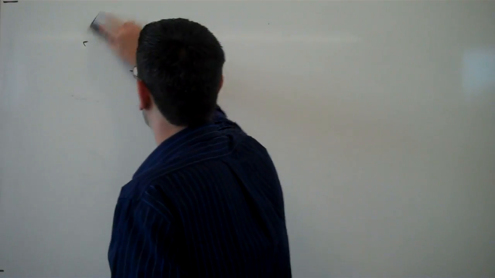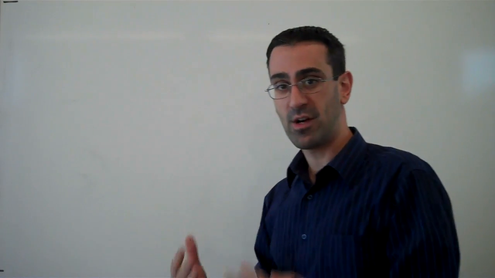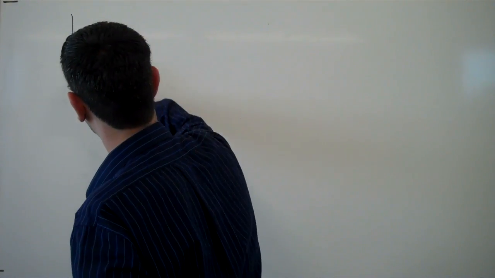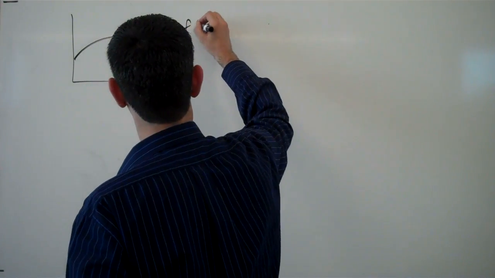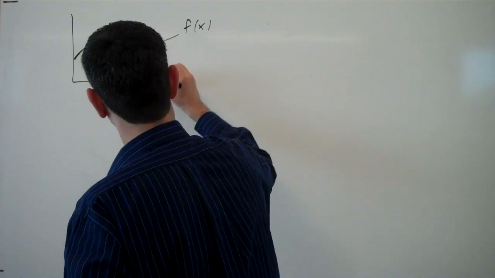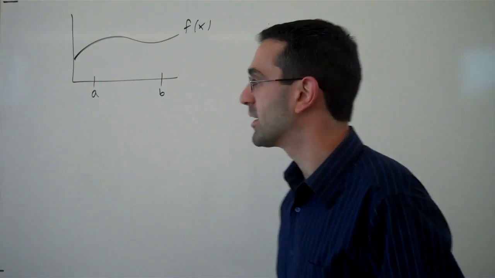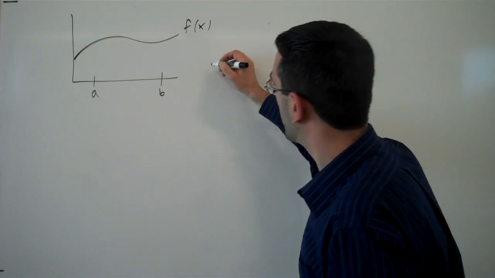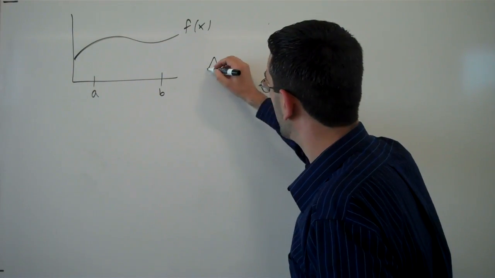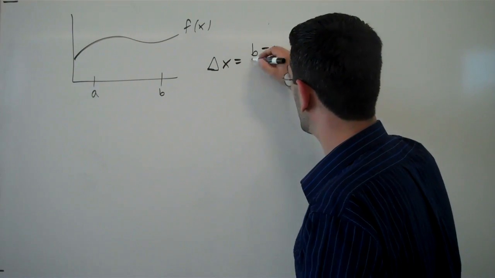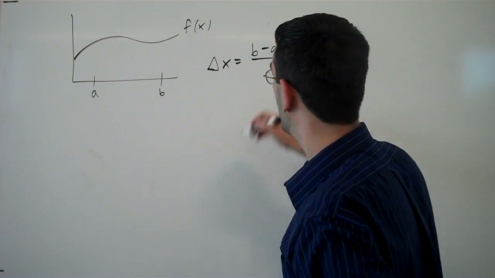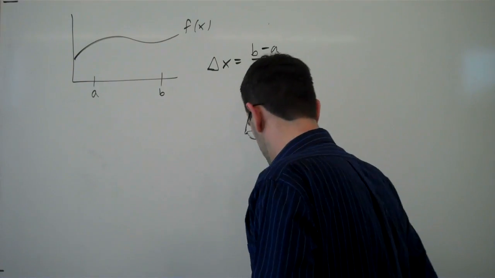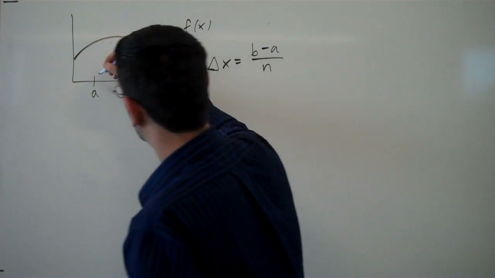So if you think about how we found left endpoint approximations, for example, if we had a function here, and here's a and here's b, remember we found the width of our subdivisions by saying the width of my subdivision is the total width, b minus a, divided by the number of subdivisions. So then we would divide up into a bunch of little rectangles.